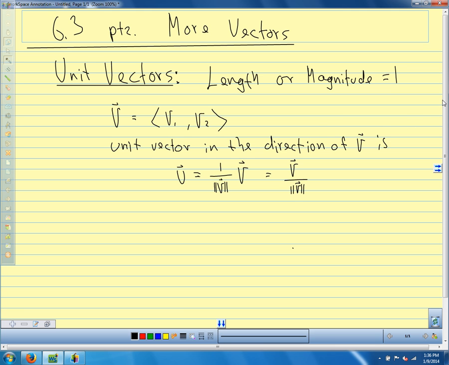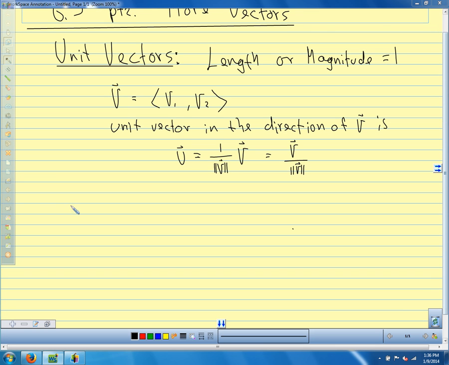So let's do one quick calculation, one quick example, and we'll talk a little bit more about what we call standard unit vectors. So we want a unit vector in the direction of the vector 3, -4. And I'll call this vector v, since we've been calling our vectors v.